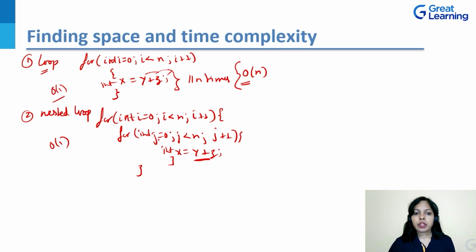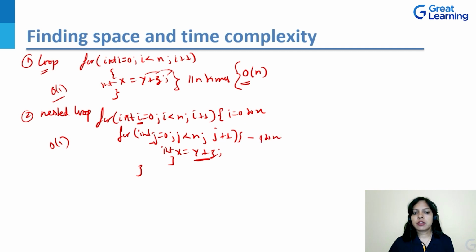So you see here, for each value of i, j runs from 0 to n. If the value of i is 0, this runs from 0 to n, that is n times. If the value of i is 1, then also this runs from 0 to n times. If the value of i is 2, then also this runs from 0 to n times. Similarly, so on. For each value of i, it is going to go from 0 to n.